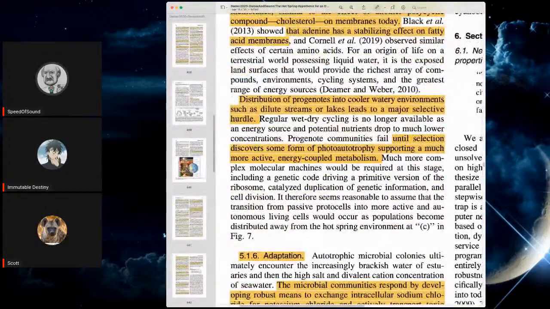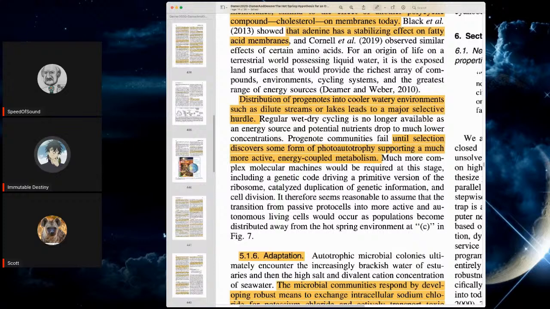Distribution of progenotes into cooler, watery environments such as dilute streams or lakes leads to a major selective hurdle. Regular wet-dry cycling is no longer available as an energy source, and potential nutrients drop to much lower concentrations. Progenote communities fail until selection discovers some form of photoautotrophy, supporting a much more active, energy-coupled metabolism.